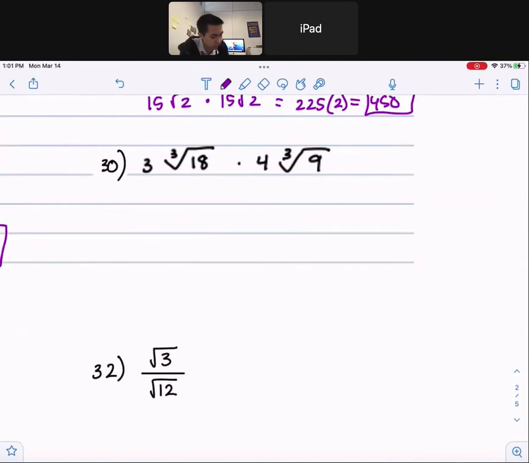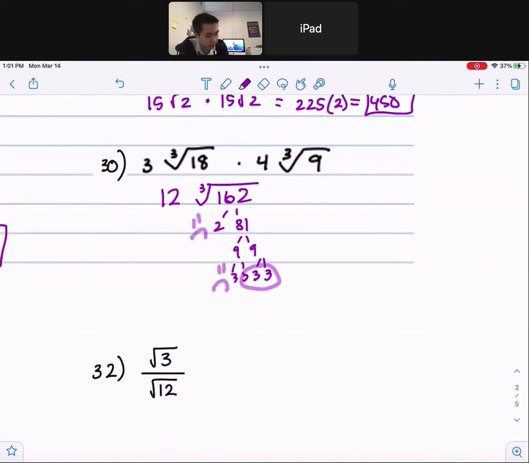30, so doesn't look like we could break these down again. So 3 times 4, you guys, is 12 cube root of 162. 9 times 18, 162. 2, 81, 9, 9, 3, 3, 3, 3. We finally found a group of 3 of 3's, you guys, and leftover, right? So these 3's times the 3 already on the outside. Oh, sorry, these 3's times the 12 on the outside, you guys. That's 36. Cube root, and what's left remaining on the inside?